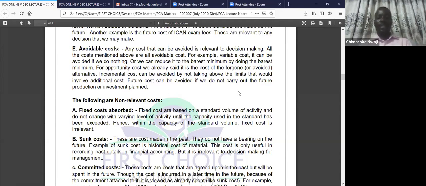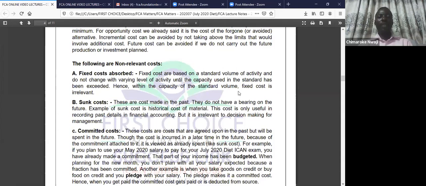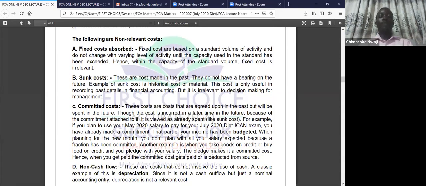Let's look at the non-relevant cost here. We have fixed cost absorbed. Now, can you see the word absorbed? That's written in past tense. Fixed cost absorbed is so because we use what we call overhead absorption rate, which is predetermined in the past, and we are using it to calculate on a budget based on experience in the past.